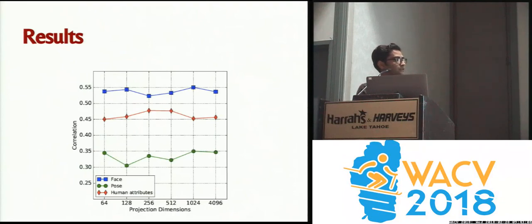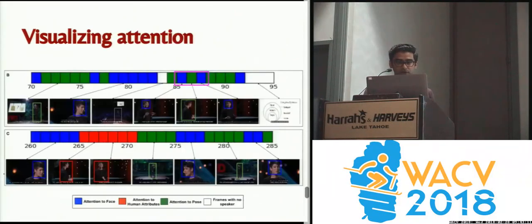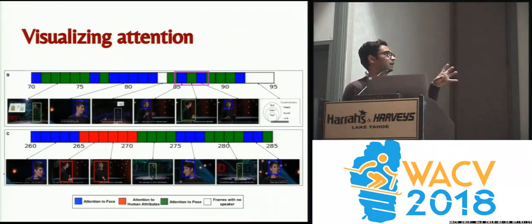The first thing we see is that face is the most important channel. We can talk about these numbers more over the posters. And then we get these kinds of visualizations. Whenever a high resolution face is available, the method goes for the face, and then successively it likes pose and then eventually attributes.